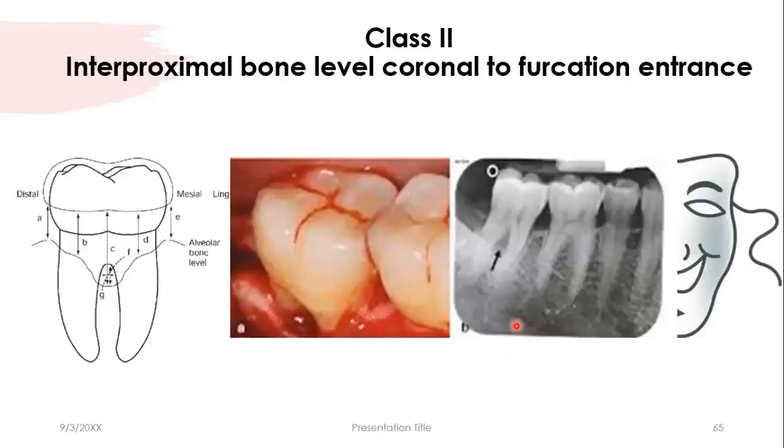Another picture of class 2, when the interproximal bone level is coronal to the furcation entrance. I can see here in the radiograph, which is clearly obvious, the interproximal bone coronal to the furcation involvement. So the regenerative procedure is going to be easier and very successful.